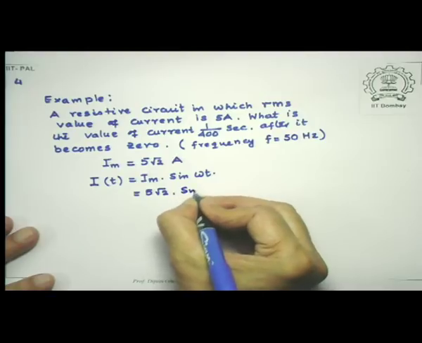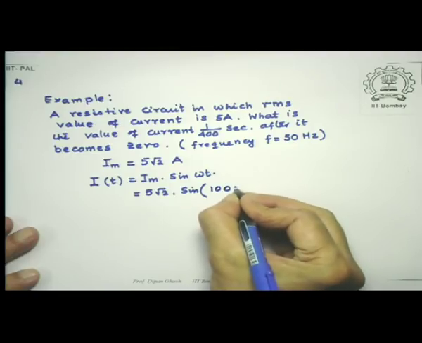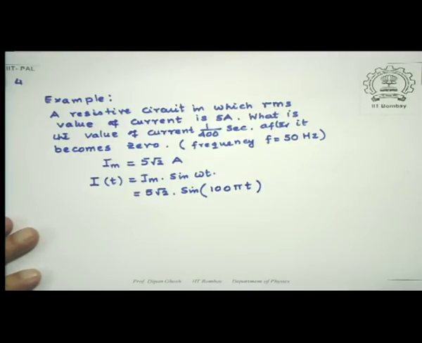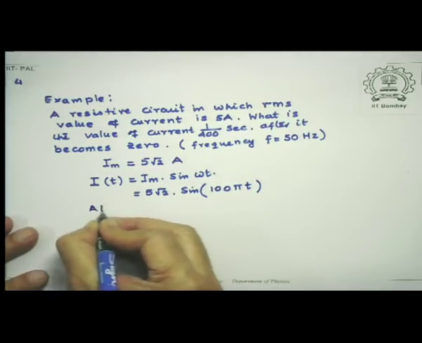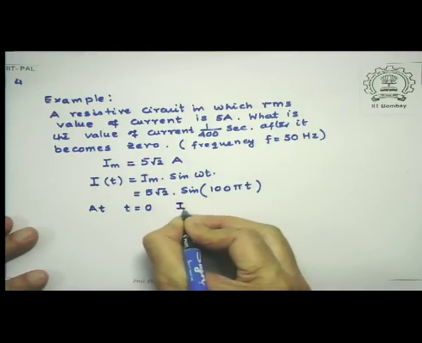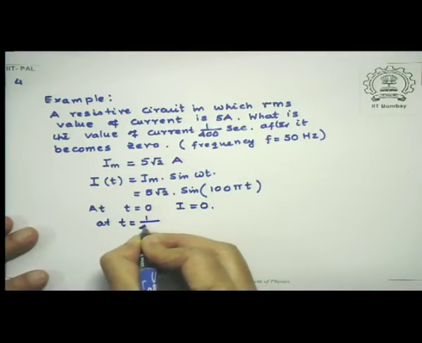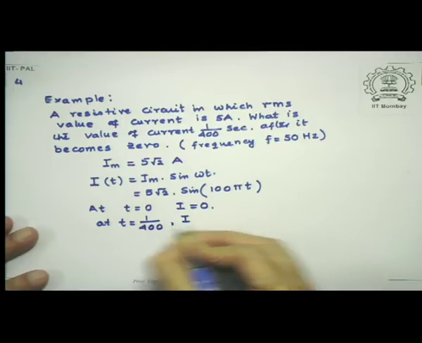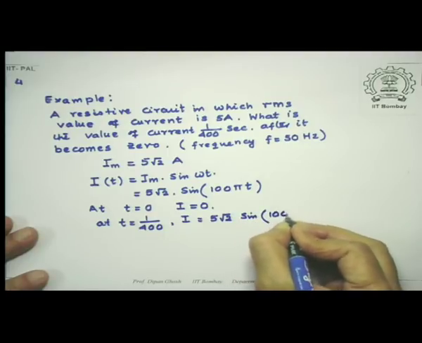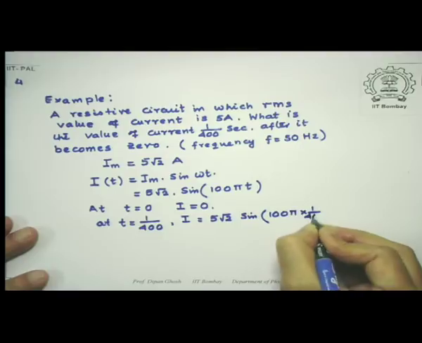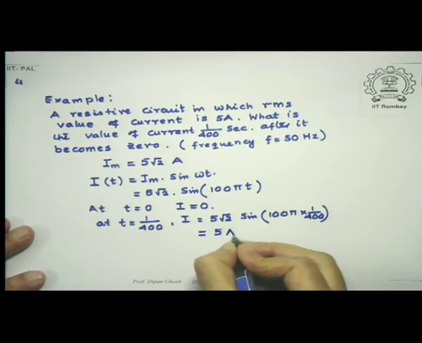So this is sine, omega is 2 pi into f, which is 100 pi times t. So notice that at t equal to 0, the current is 0. And at t equal to 1 over 400 seconds, I get I equal to 5 root 2 into sine 100 pi multiplied by 1 over 400. That gives me sine of pi by 4, which is 1 over square root of 2. So this is simply equal to 5 amperes.